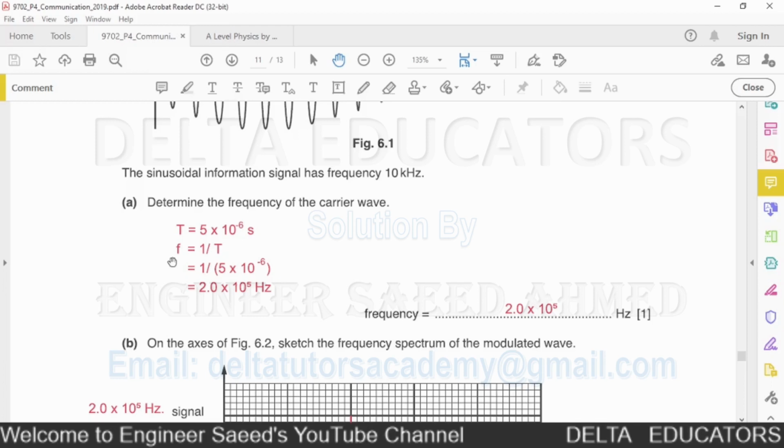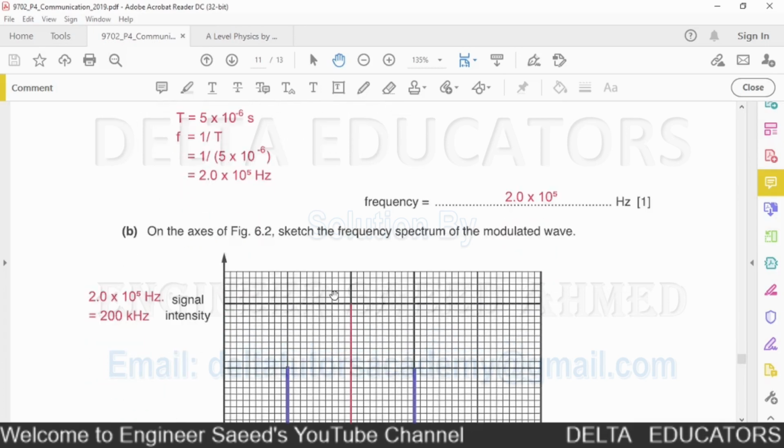Now frequency is defined as the reciprocal of time period. So f will be equal to 1 over T, and the value of T is 5 into 10 power minus 6. So frequency will be equal to 1 over 5 into 10 power minus 6, and by solving this we get 2 into 10 power 5 Hertz. So the frequency of the carrier wave is 2 into 10 power 5 Hertz.